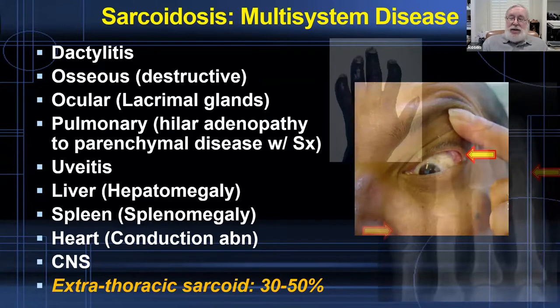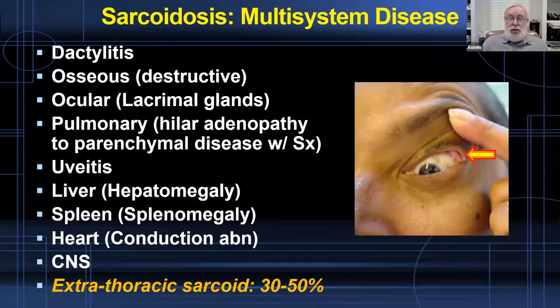In the eyes, this can involve lacrimal glands, which can be swollen. Usually there's a gritty feeling or dry eye type feeling associated with lacrimal gland involvement. It can be bilateral or unilateral. Of course, we all associate sarcoid with pulmonary disease, and that can vary from just hilar adenopathy all the way to parenchymal involvement with fibrosis of the lung tissue, pulmonary hypertension, uveitis, inflammation of the eye, enlargement of and granulomatous inflammation of the liver or the spleen.